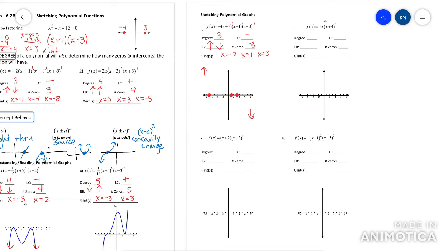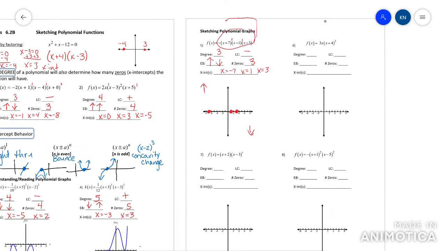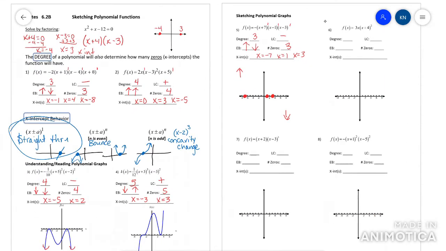All right, now if you go look at the exponents of all of these x-intercepts, they're all 1s, meaning they're all straight throughs. Remember back over here, based on the degree of it, if it was a 1, it was a straight through. So all of these are straight throughs. So I put a little sign when that happens. So I need to cut through here.